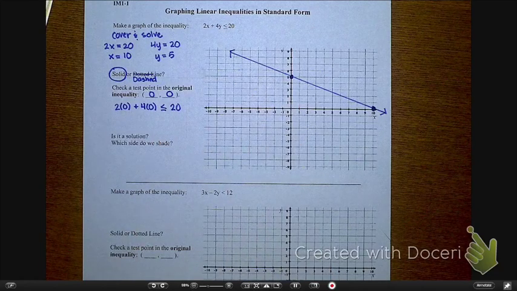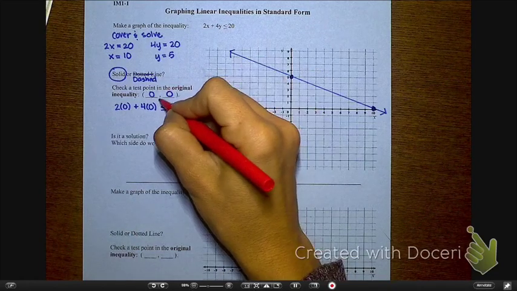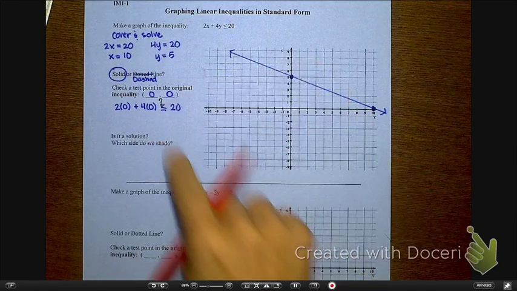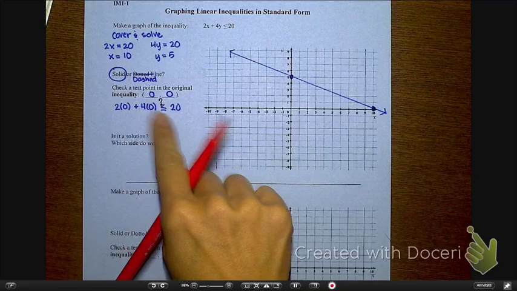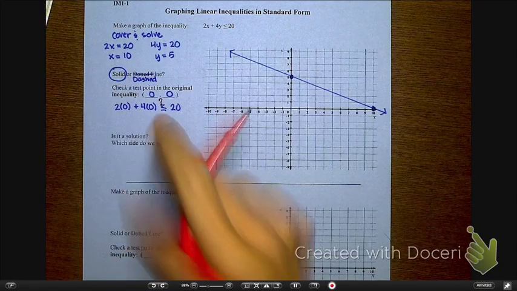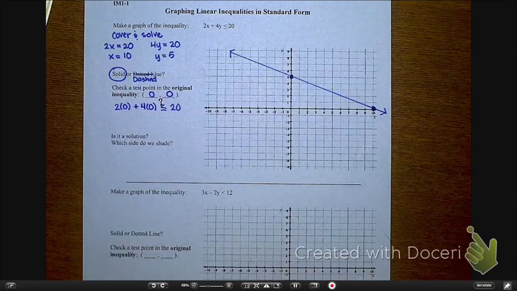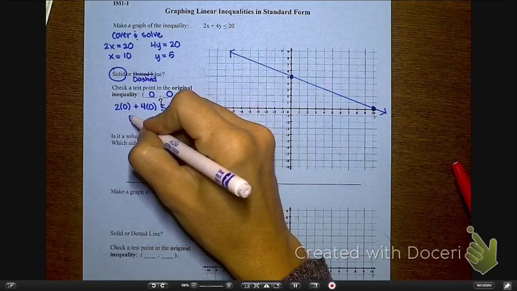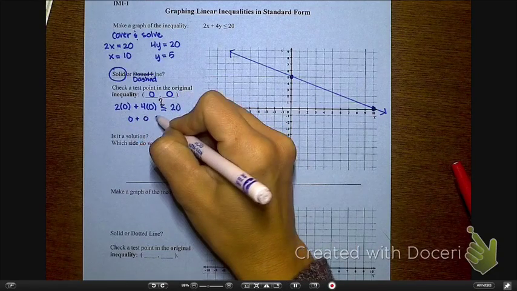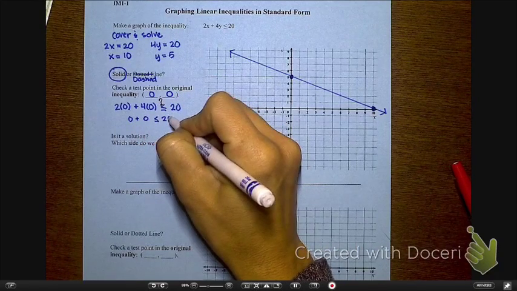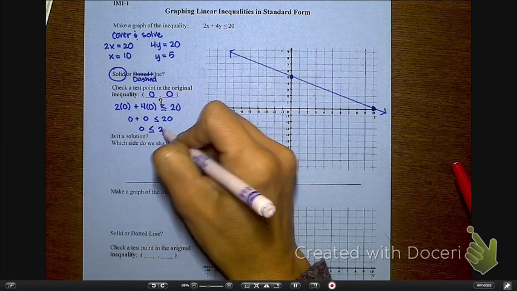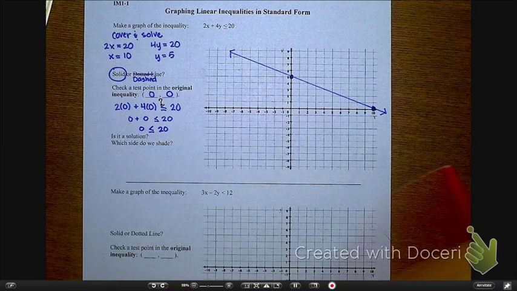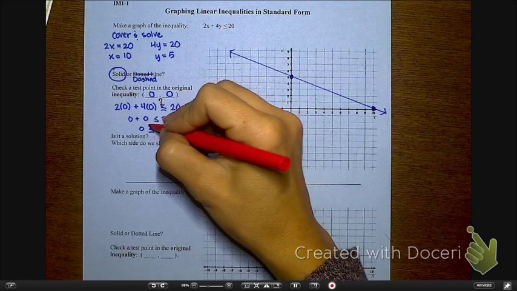So what I'm doing is I'm checking, is this a true statement? Is all this stuff less than or equal to 20? Yes. Okay, so what's 2 times 0? 0. What's 4 times 0? 0. Okay. What's 0 plus 0? 0. Is 0 less than or equal to 20? Yes. Yeah, that's true, right? Okay, so this checks out.